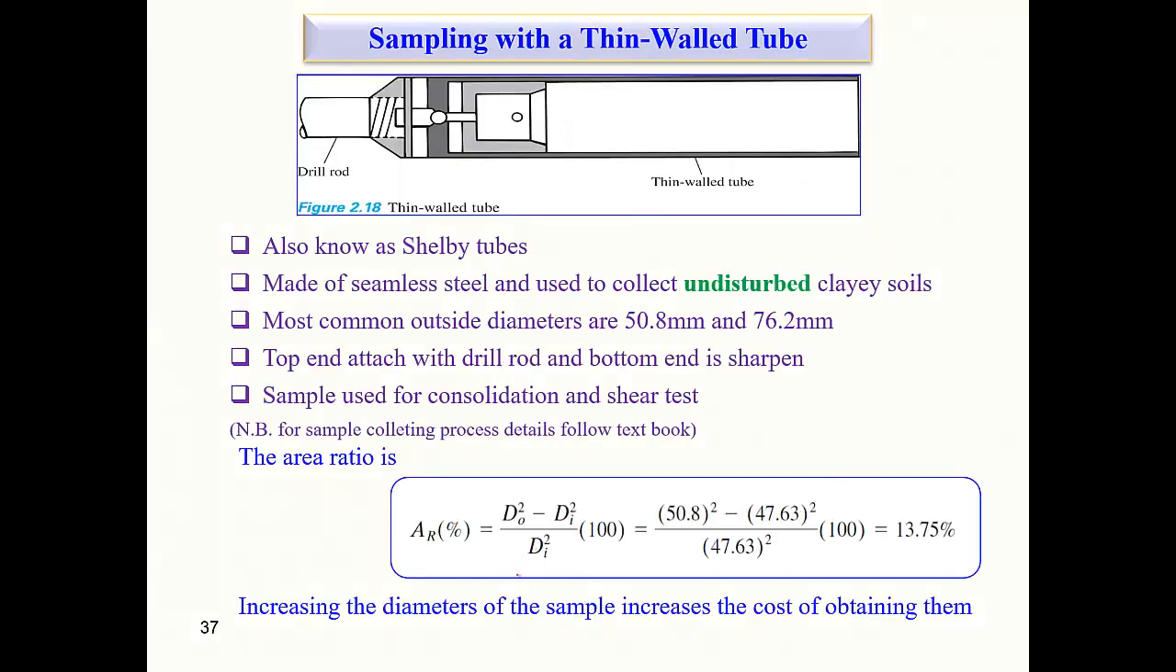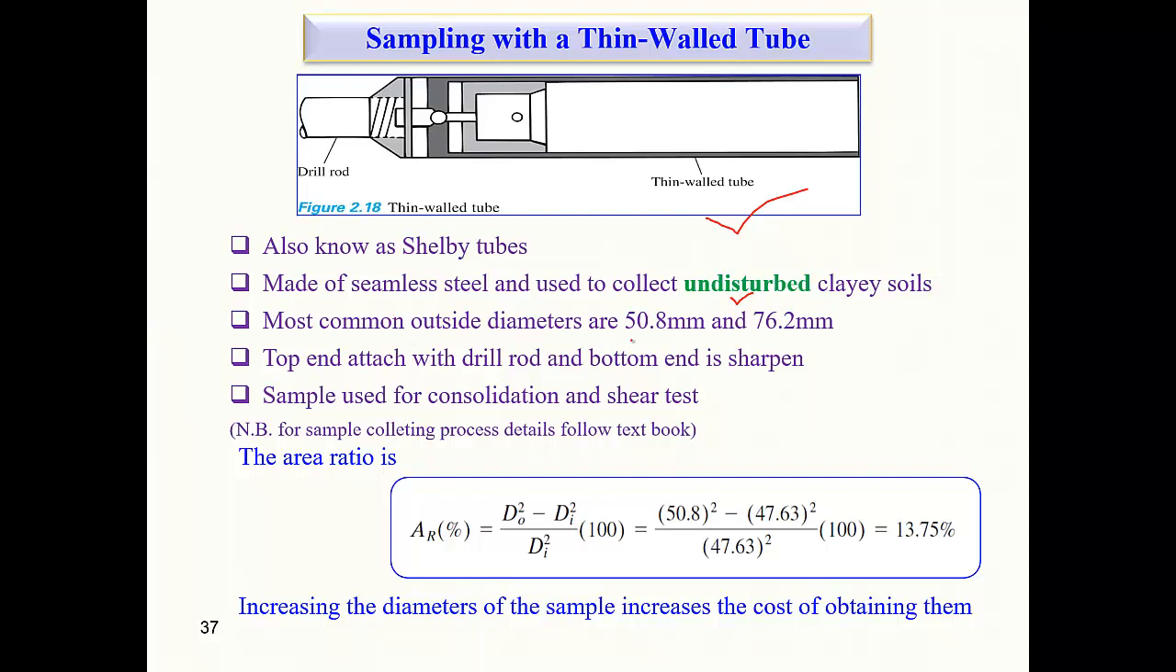Okay, sir. Okay. So now, sampling with a thin wall tube. Here you can see the picture of the thin wall tube, also known as a Shelby tube. Sometimes you'll hear the name, that is okay. We are going to collect the sample by using the Shelby tubes. Made of seamless steel and used to collect what kind of sample? Undisturbed clay soil, right? In case of clay type soil, if you want to collect an undisturbed sample, this sampling technique is really useful.